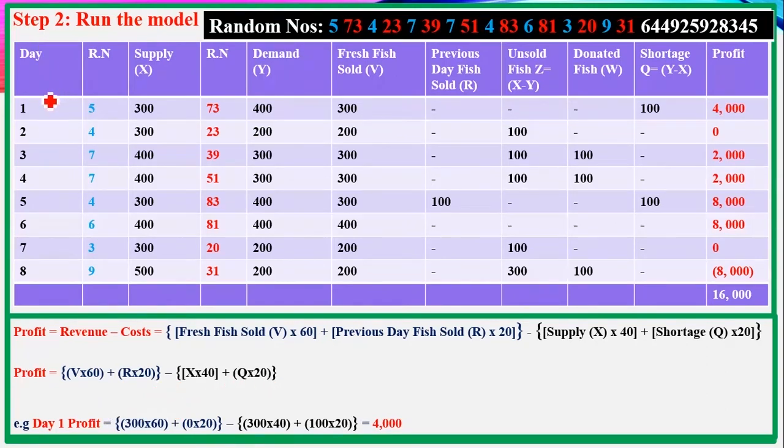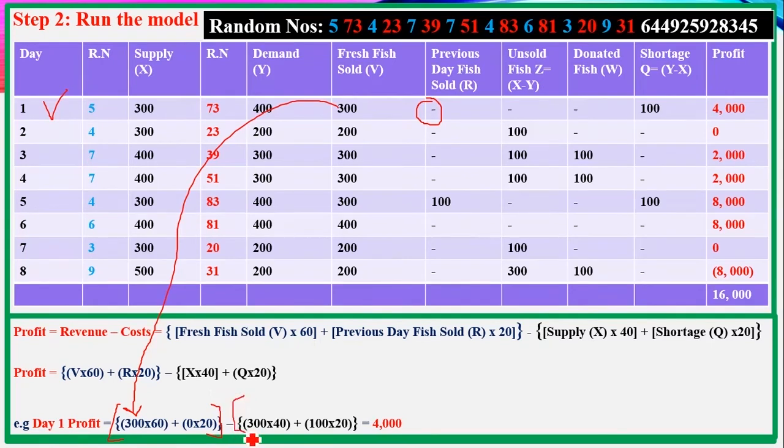Let's start with day 1. Day 1, we look at V, which represents fresh fish sold. We have 300 fresh fish that were sold, and each fresh fish is selling at 60 shillings. Then we don't have any sales for fish belonging to the previous day. We have 0. So this will be the income or the revenue for that particular case.